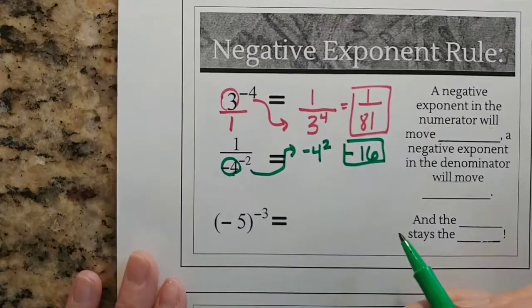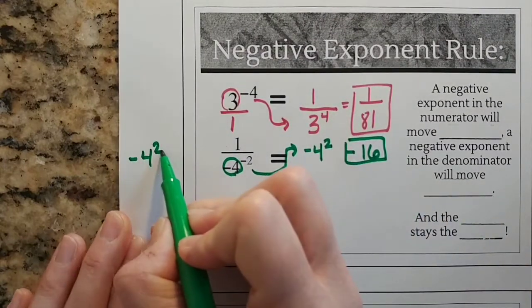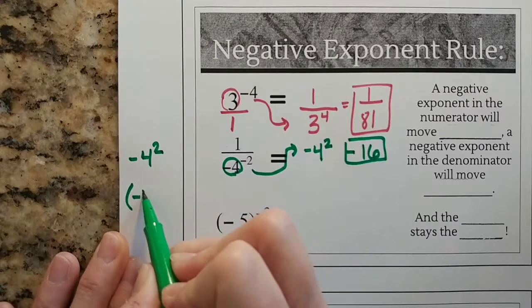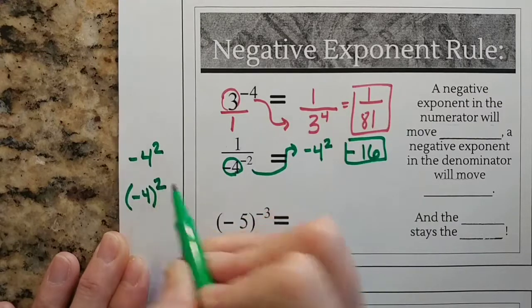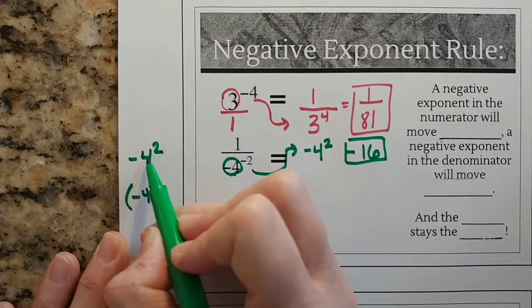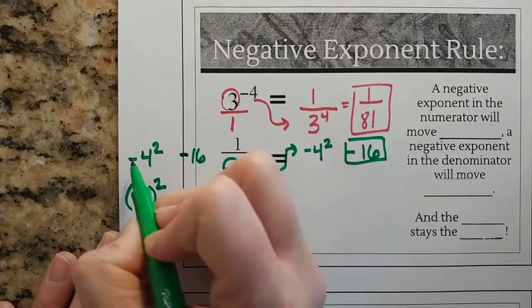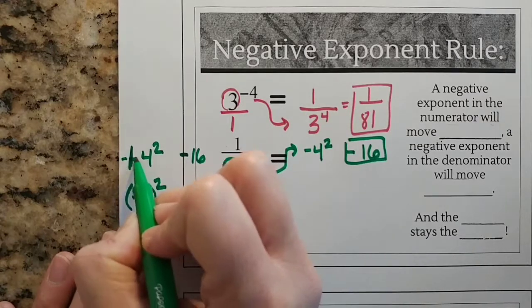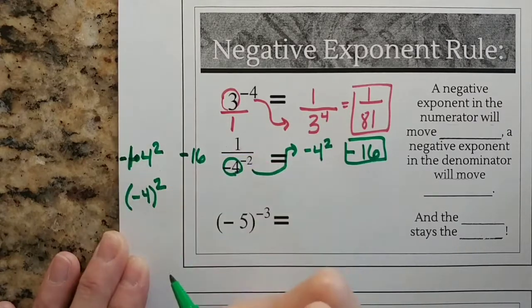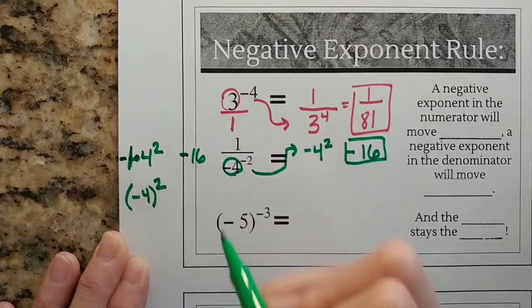Now it's important that you realize the difference here. This is negative 4 squared. It is different than if I had negative 4 in the parentheses and squared it. This says the opposite of 4 squared. I do 4 squared first and get 16 and then bring the negative in front of it. It's kind of like a little negative 1 being multiplied by 4 squared. I do the exponent first, get the 16, and then bring the negative in front.